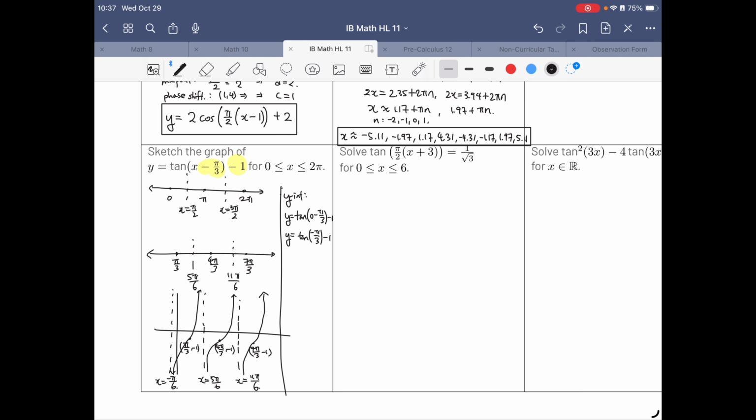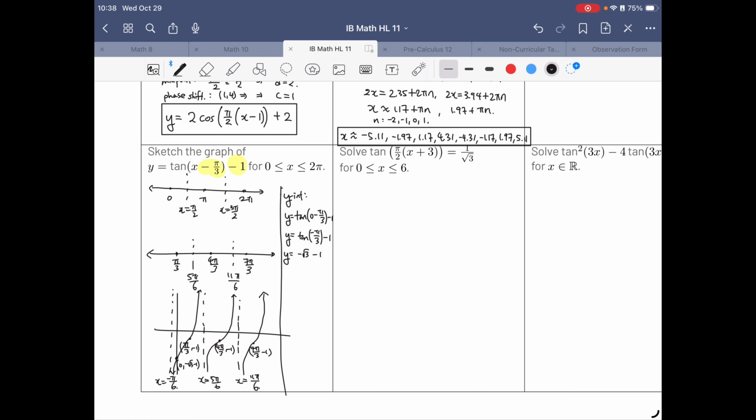What is tangent of negative pi over 3? If I'm allowed to, I'm going to put the negative pi divided by 3 on the calculator, and that's going to be negative square root of 3. Is it right? So my y-intercept is now at negative square root 3 minus 1, or somewhere right there, 0 comma negative square root 3 minus 1.